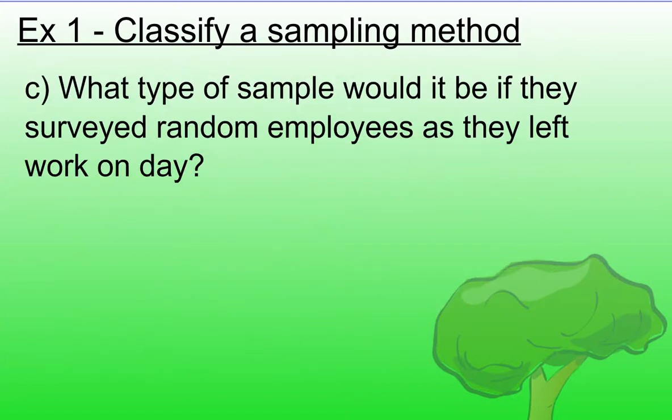Letter C. What type of sample would it be if they surveyed random employees as they left work on one day? Well, if they just surveyed random people as they left for work, that to me would just be a random sample because everybody has a chance of being selected. They're not picking like every third or every fourth. They're just, whenever they get a chance, randomly selecting people.